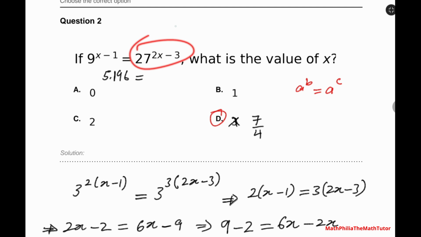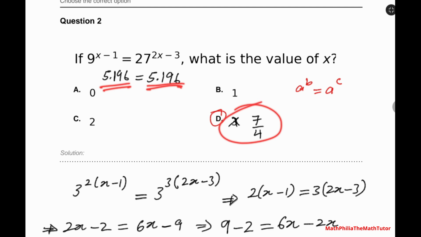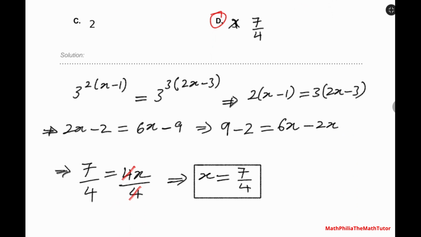Let's test this also. Let's say 27 raised to the power of 2x. So instead of x, we say 2 multiplied by our answer, 7 over 4, minus 3. Well, this is also the same, 5.196. So as you can see, the left hand side and the right hand side are equal. So this is the correct answer. So these options are wrong, but that is not a problem. The most important thing is that you understand how to solve, the solution, the concept.